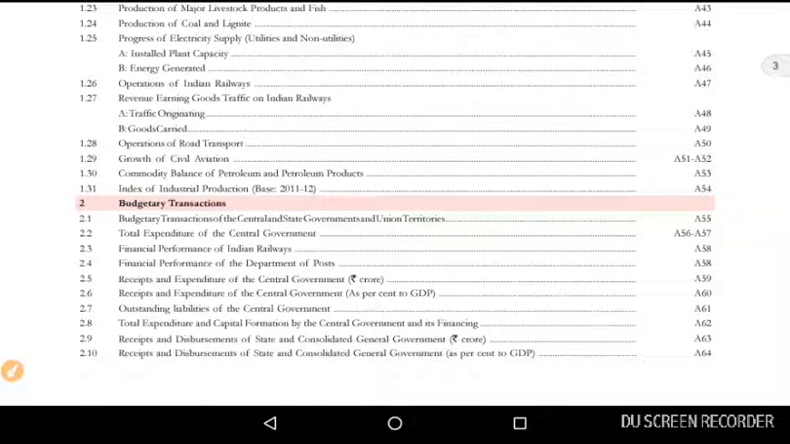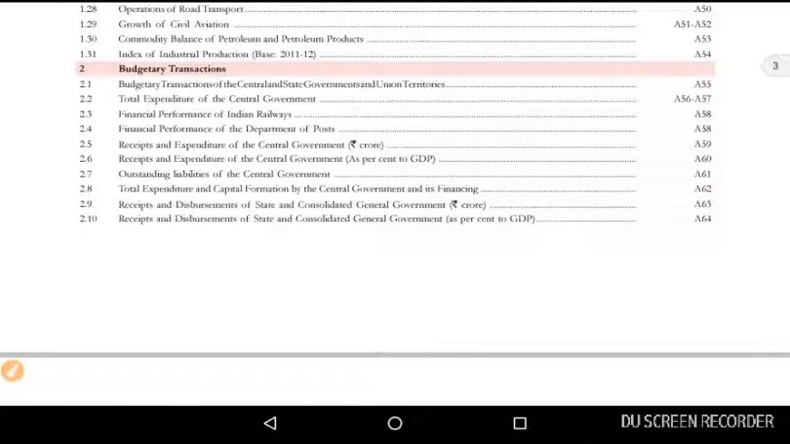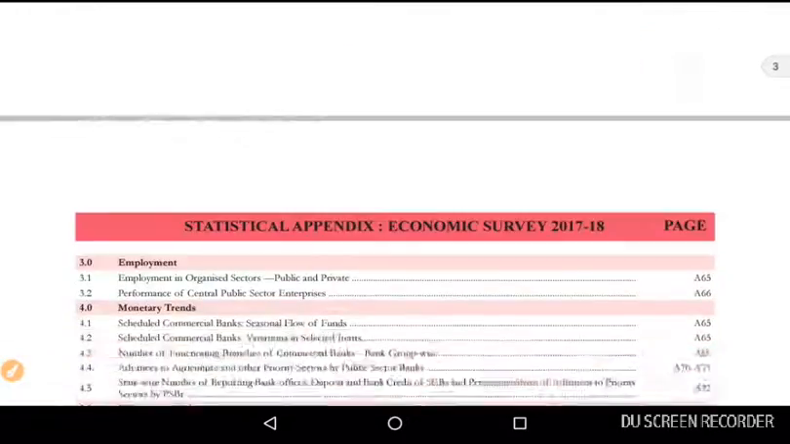And now budgetary transactions. How the fundamental federal structure of government is working, how the Finance Commission is working, from where the government is getting money, and where the money is going. So you have to know this budgetary transaction. As you can see, total expenditure, financial performance of Indian Railways, meaning why the railway is in loss, and what the performance of civil aviation is, you must know that.